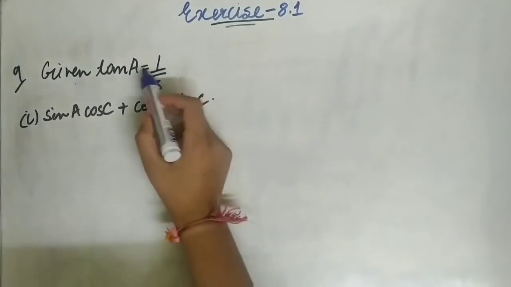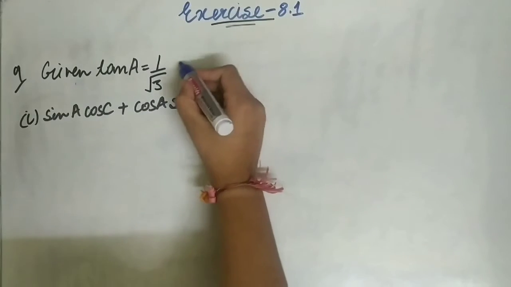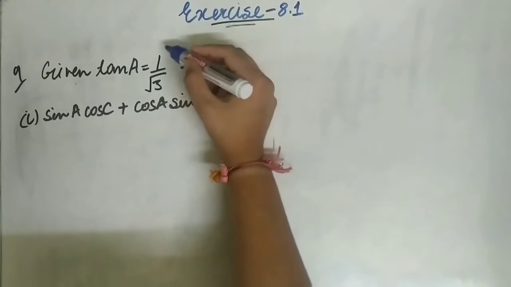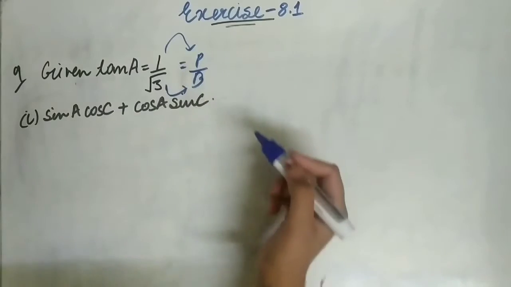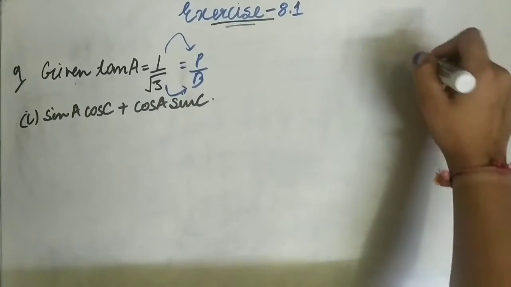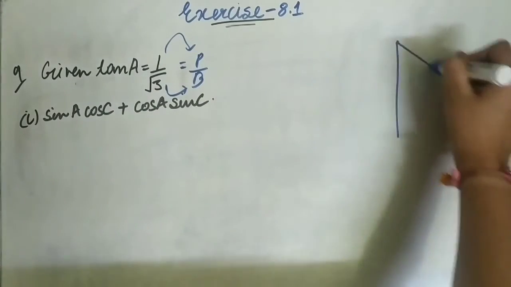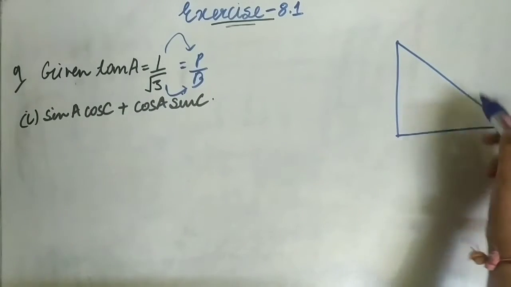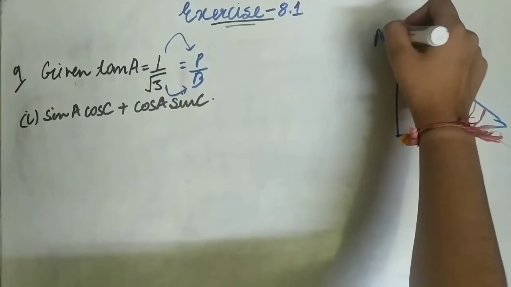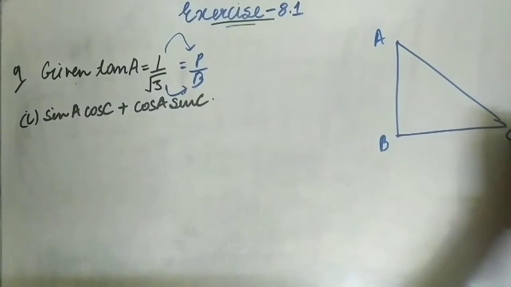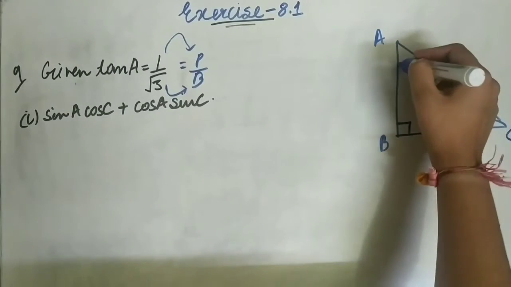In this question we are given tan A is equal to 1 by root 3. So tan is perpendicular upon base. So perpendicular is 1 and base is root 3. We have to take out our hypotenuse. So first we can draw the figure. It is like this. We can name it A, B, C, right angle at B, and A is the angle.